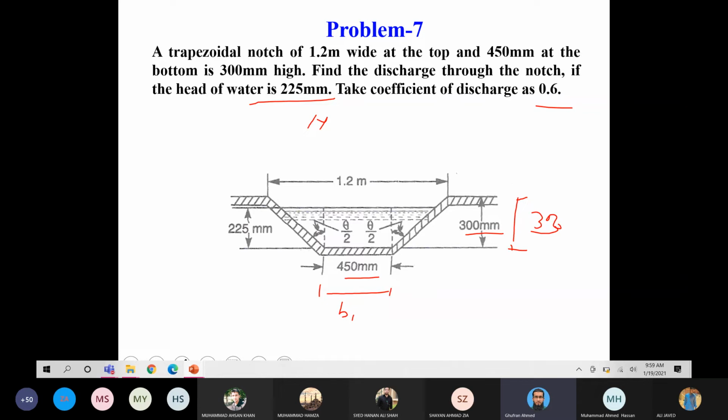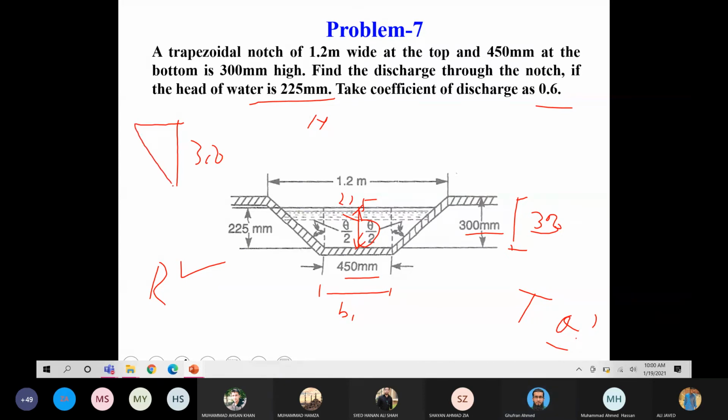For the rectangle notch, we have all the things. Height is given, which is 225, and the width B is given, which is 450. So we have everything for the rectangle notch. But if you see the formula for the triangle notch, we do not have theta, which is actually theta by 2. So how can we find theta? We know the dimensions of the notch. The height is 300 millimeter.